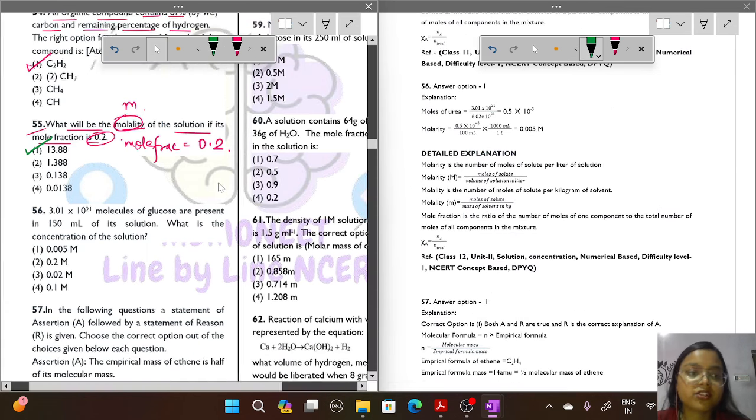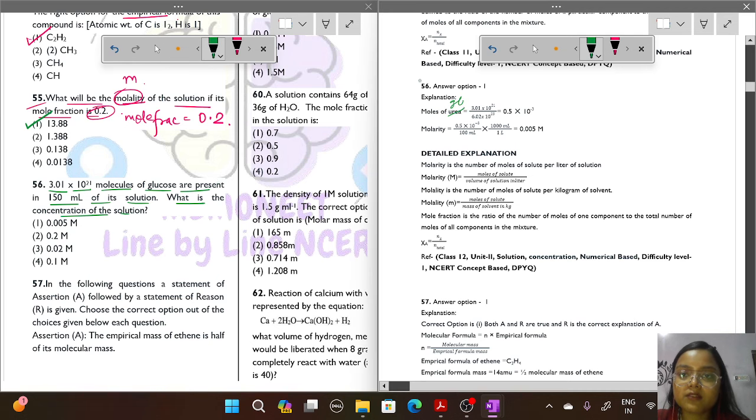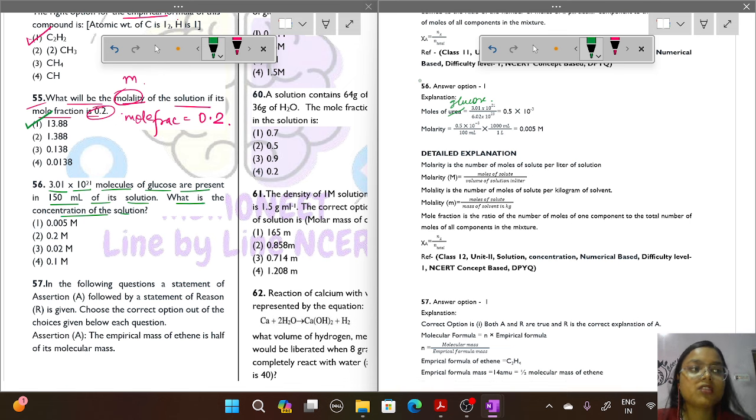Now next is question number 56. What does question number 56 say? 3.01 into 10 to the power 21 molecules of glucose are present in 150 ml of its solution. What is the concentration of the solution? So 3.01 into 10 to the power 21 molecules of glucose is given. How will we find out the number of moles?